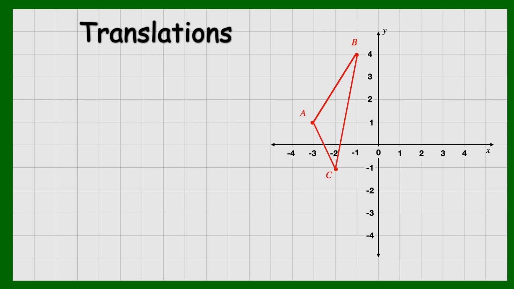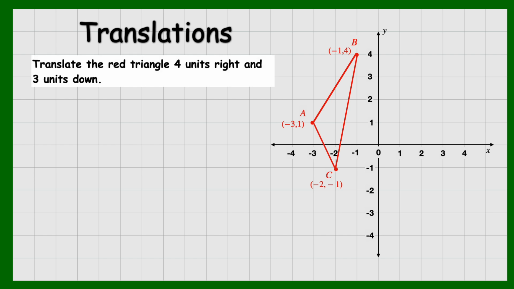Here we have triangle ABC on the coordinate plane. Each point, A, B, and C has its own coordinates or ordered pair. And remember, ordered pairs are written in the form of x comma y. Now let's say we want to translate or slide this triangle 4 units to the right and 3 units down. How do we do that? I think you're going to be very surprised at just how easy this is to do.